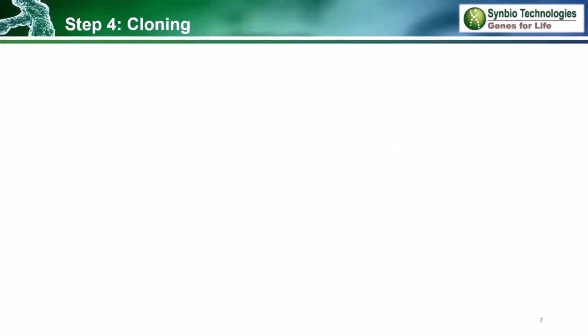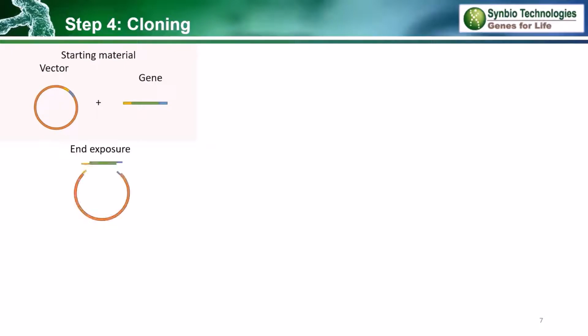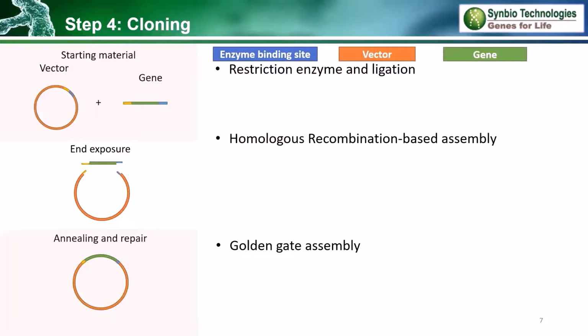Let's start with a basic overview for the cloning procedure. We have our 2 components, the vector and our gene fragment. We'll use a method to expose the ends on both the vector and the gene fragment. These ends will anneal together, and then we'll repair any damage to the DNA, such as nicks or missing bases. The 3 most common methods we use at Synbio are restriction enzyme and ligation, homologous recombination-based assembly, and golden gate assembly.